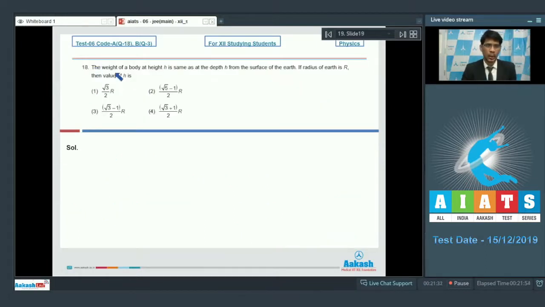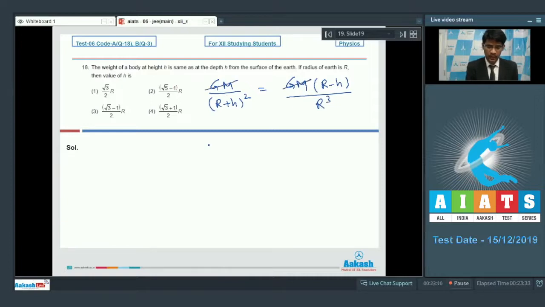Okay, now let's proceed to question number 18. In question number 18, the weight of a body at height h is the same as at the depth h from the surface of the earth. If radius of earth is r, then the value of h is. Here we will be calculating the value of the gravitational field at depth h and at height h. So it will be G capital M by (r plus h) whole square at height h, which will be equal to G capital M (r minus h) divided by r cube.